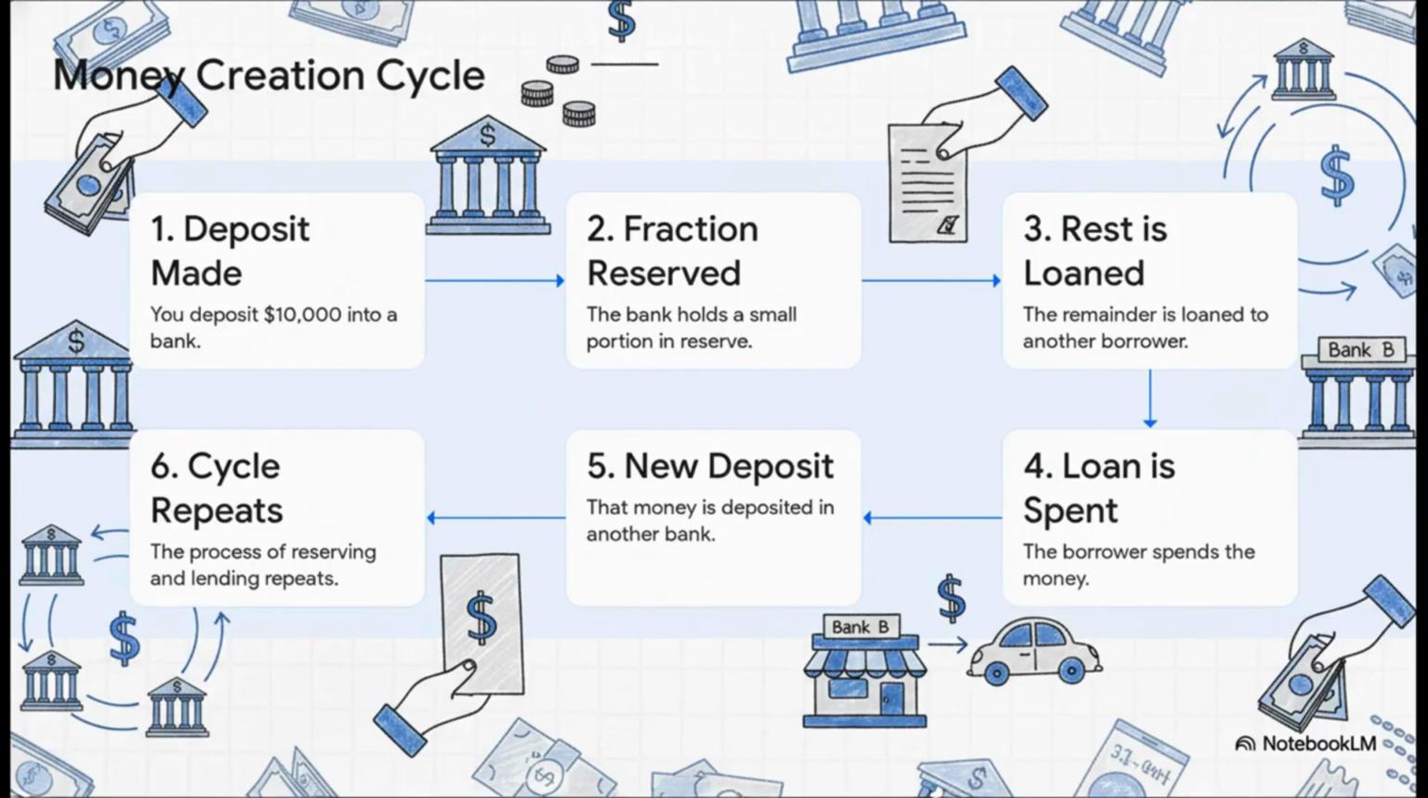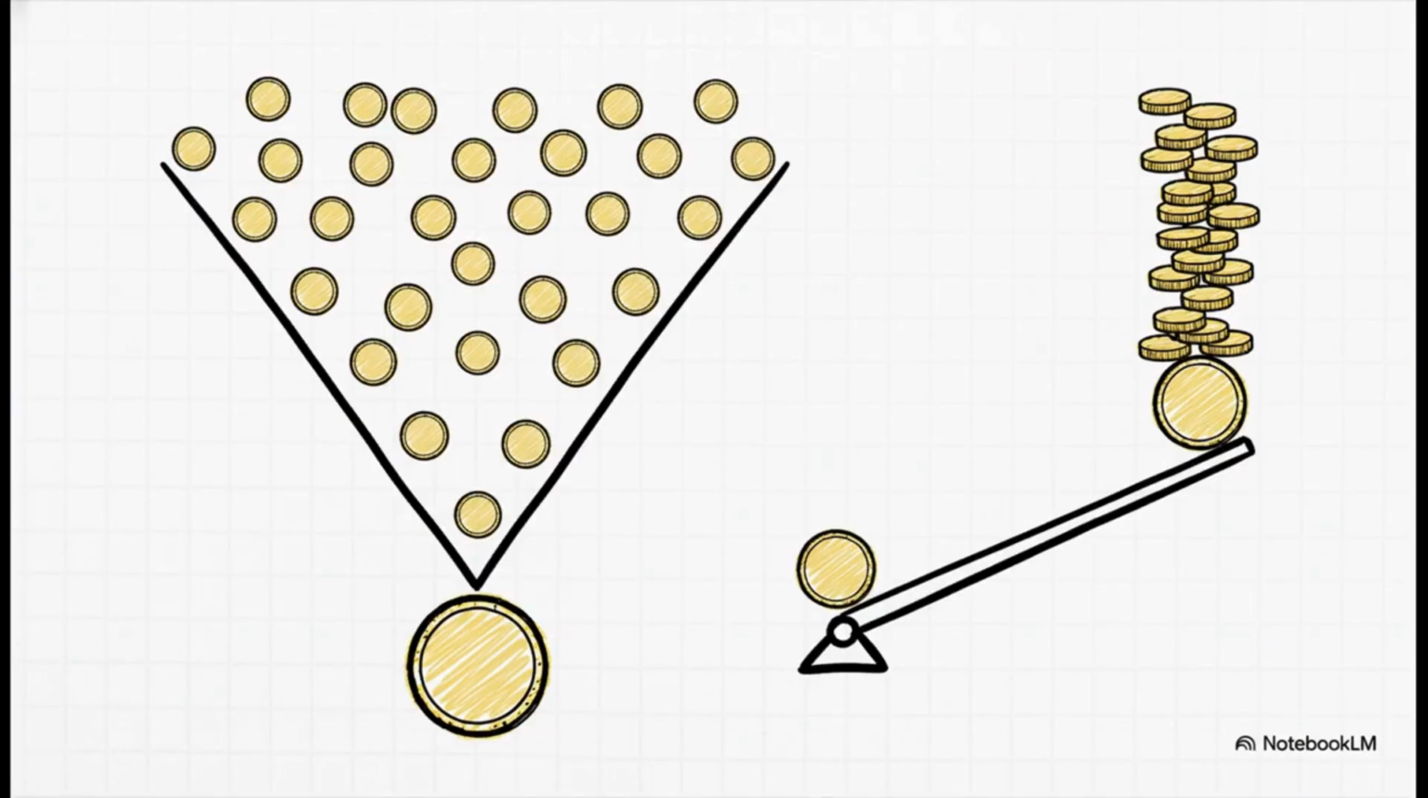Now, what does Bank B do? The exact same thing. It holds 10% of that $9,000, which is $900, in reserve and then lends out the other $8,100. That loan gets spent, deposited in Bank C, and the cycle just keeps repeating over and over and over again. So what's the end result of all this?